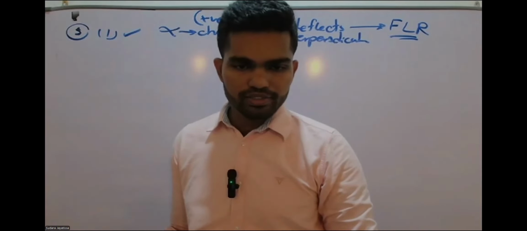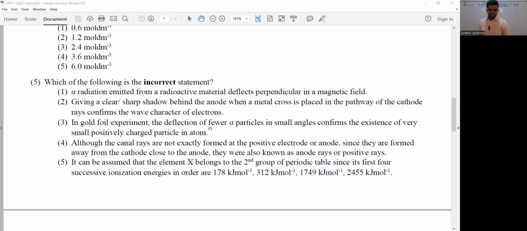Then if you go to the second one, what is the mistake here? Why is the second one wrong? Can anyone put that in our chat? What is the reason? See, it says giving a clear sharp shadow behind the anode when a metal cross is placed. That means in the cathode ray experiment, when you place the metal cross, you are seeing a sharp shadow. So that confirms something. It is not the wave nature. Yeah, the wave character is wrong.